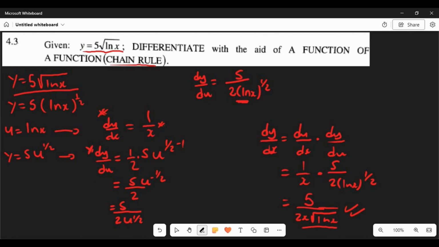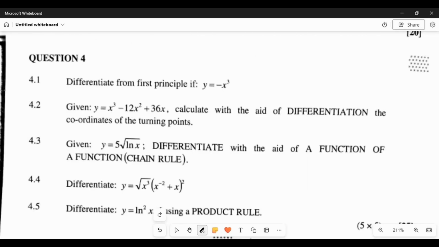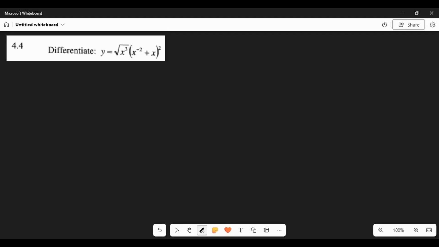So guys, now that we are done with 4.3, let's go into 4.4. Alright guys, let's look at the next question, which is 4.4. So here's our 4.4. I'm going to copy this question here, paste it where there is a space, and we solve it. Okay guys, so let's solve this problem here.